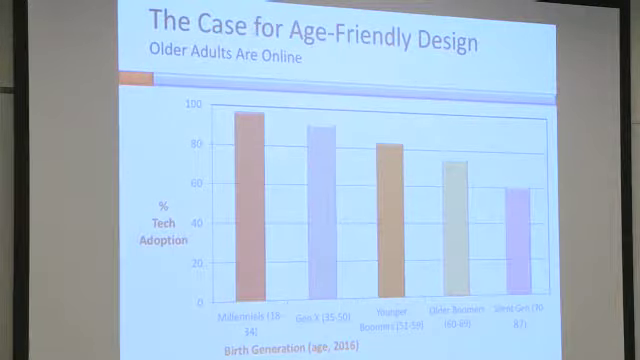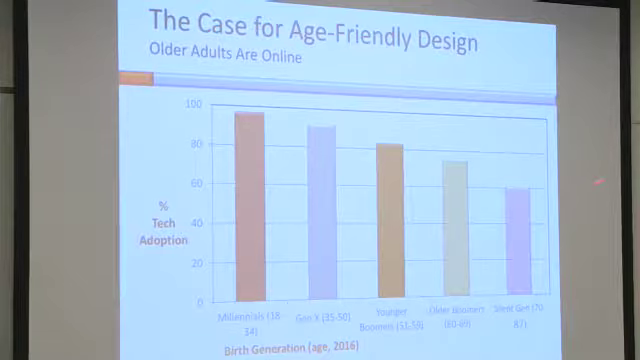It's just tech from 100 years ago, right? So when we say tech here, what we mean is digital technology. Tech adoption among millennials is almost 100%. It goes down as you look at older and older birth generations. So we have the silent generation, which is my parents, basically. Now look at that number.